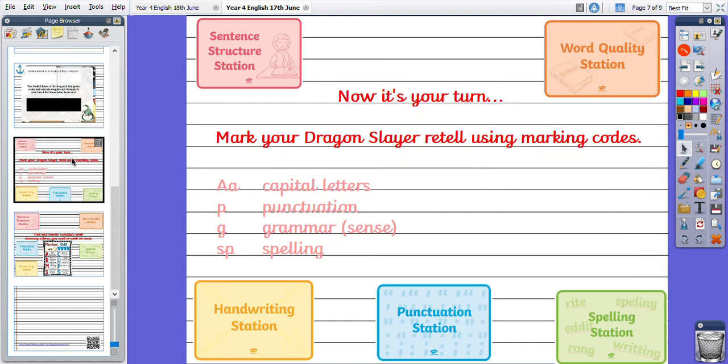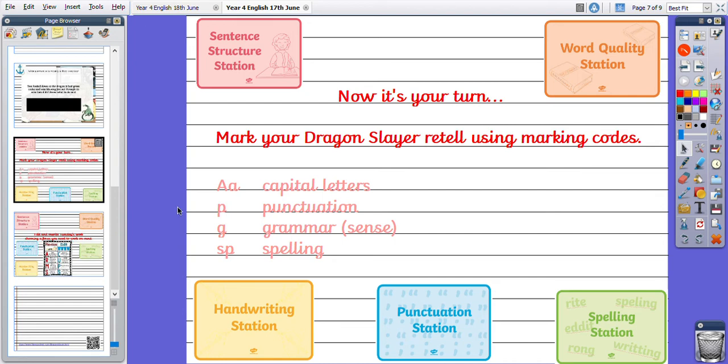Okay, now it's your turn. I want you to mark your own Dragon Slayer retell using marking codes. So at the moment, Miss Gaskell and I aren't able to mark your work as much as we would like to. Year 4 Octopus know I love to mark. So you need to do it for me. Okay, so you need to use highlighters and purple pens, and you are going to mark your own writing. So use the marking codes that Miss Gaskell and I would use.